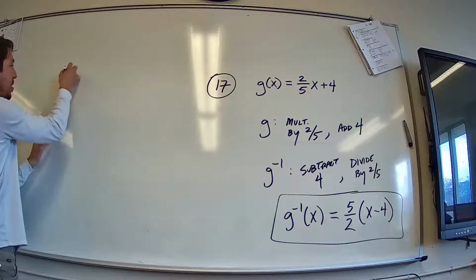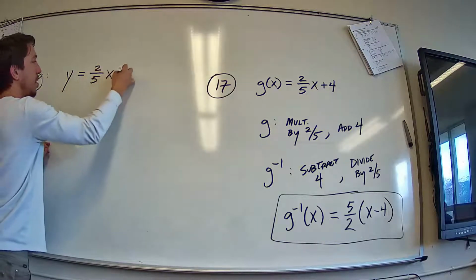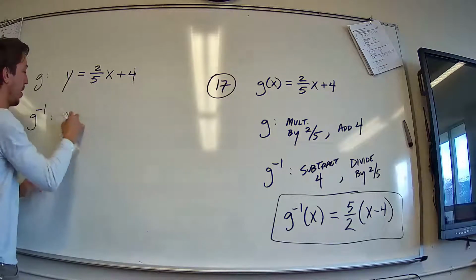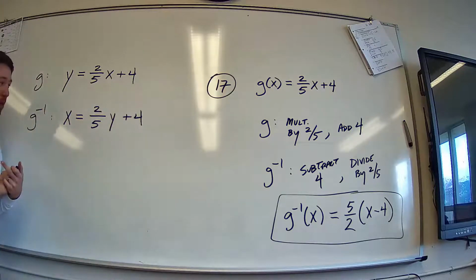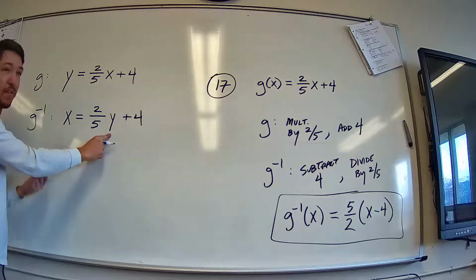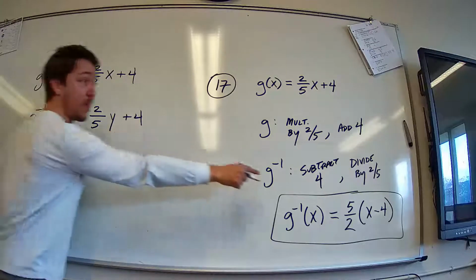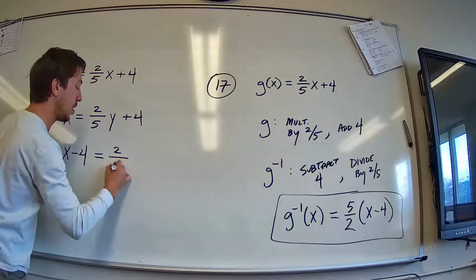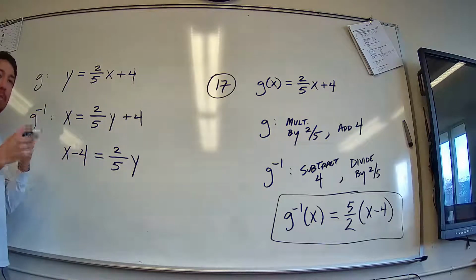Ready? Okay, so g is y equals 2/5 x plus 4. For the inverse, I just swap the x and the y. x equals 2/5 y plus 4. Now that y represents the inverse function, so I have to isolate it. What's the first thing I'm going to do if I want to isolate this guy? I'm going to subtract 4. Then what? Divide by 2/5, i.e. multiply by 5/2.